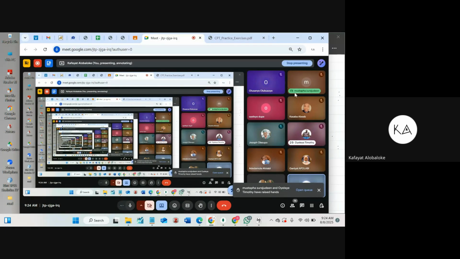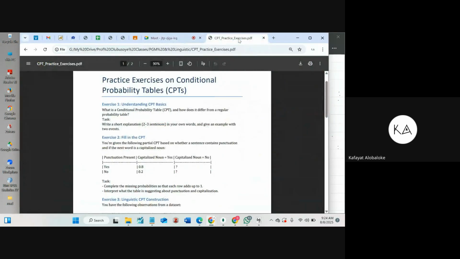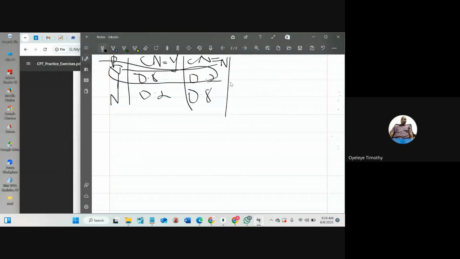Someone else is raising his hand. Okay, Oyeleye and Timothy. Oyeleye, go ahead, then Timothy will go after. Good morning, ma'am. Good morning. So the interpretation is when the punctuation is present, there is an 80% chance the next word is a capitalized noun. Very good. That's the statement I've been looking for. Mustafa, do you get that? Yes, I do. So you are correct as well, but I will give Timothy 10/10.